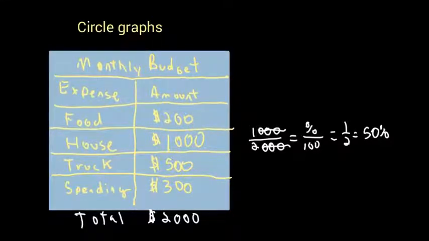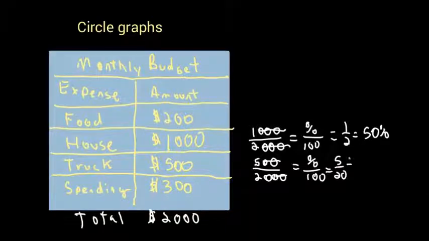So next, let's look at the truck. So again, put the amount of the truck, 500, over the total of 2000 equals my percent over 100. So 2 zeros are going to cancel there, so I end up with 5/20. I can reduce that by dividing both of those by 5 to equal 1/4. And 1/4 as a decimal would be 25/100, which equals 25%. So 50% and 25% of my budget are taken up just by my house payment and my truck payment.